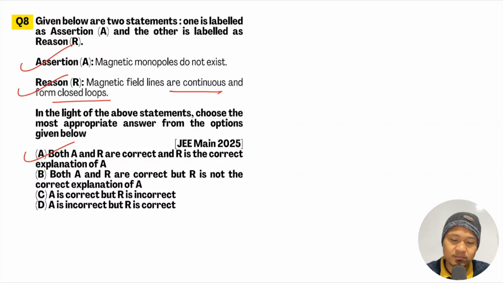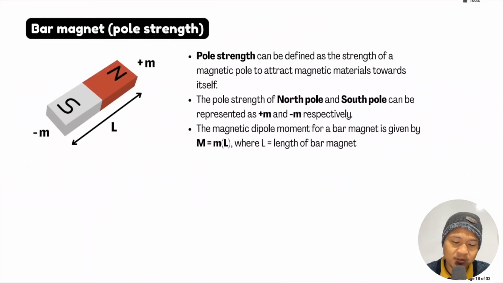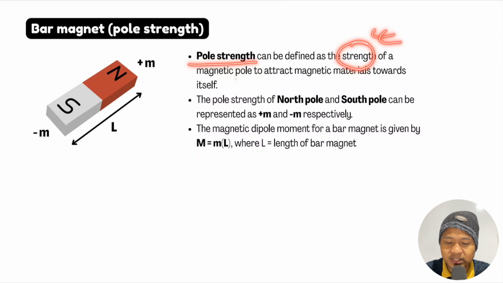These are facts about bar magnets from NCERT. Next, pole strength. What is pole strength? Pole strength of a magnet can be defined as the strength of a magnetic pole.